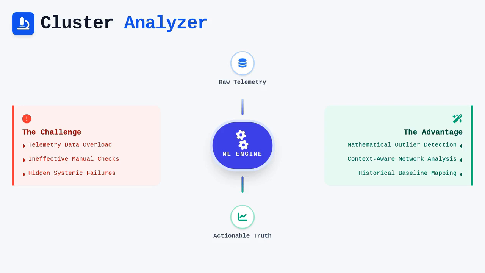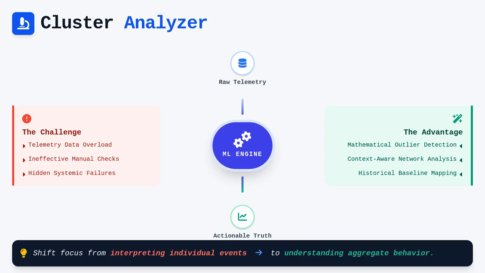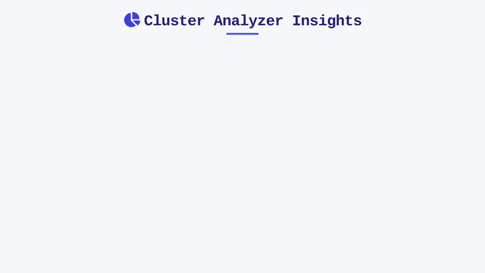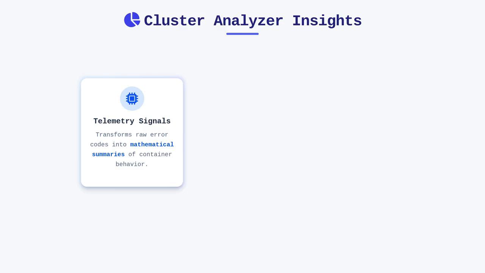The engine identifies these patterns by constantly running diagnostic routines that compare current workload distributions against expected capacity allocations. This approach allows you to shift your focus from interpreting individual events to understanding the aggregate behavior of your clusters. When we interact with the cluster analyzer, our primary goal is to interpret the statistical outlier summaries that indicate bottlenecks or deployment failures. These summaries are not merely collections of error codes, but rather mathematical representations of how your containers are behaving compared to the rest of the ecosystem.